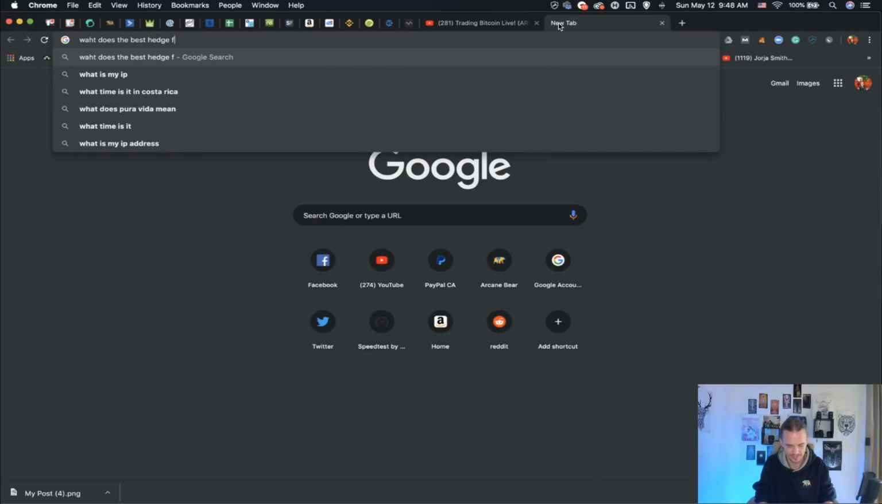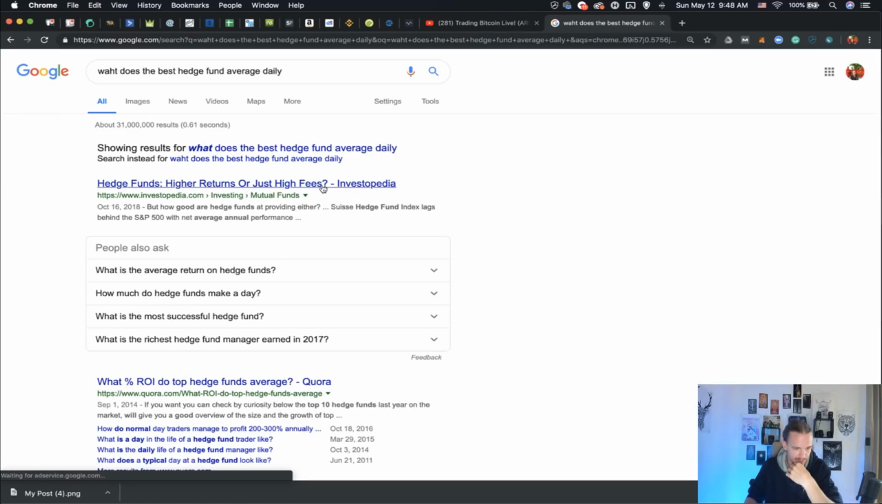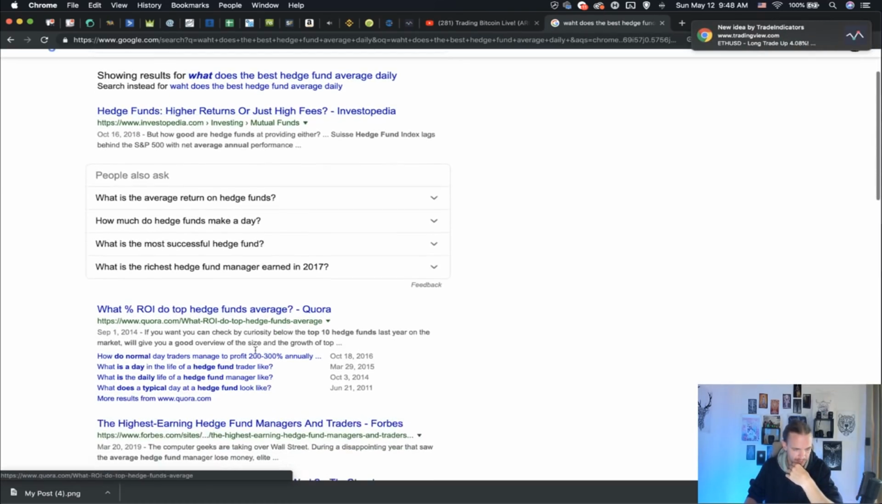What does the best hedge fund average daily? What percent do the top hedge funds average?